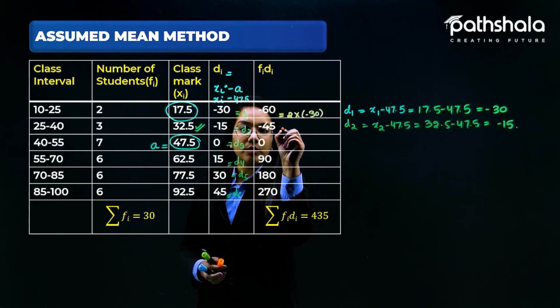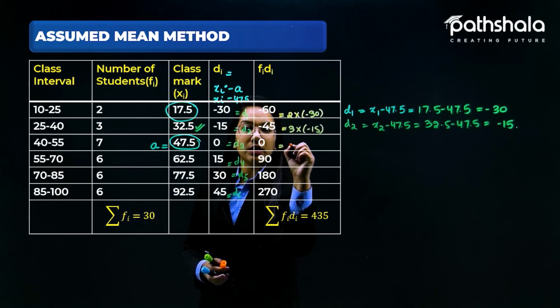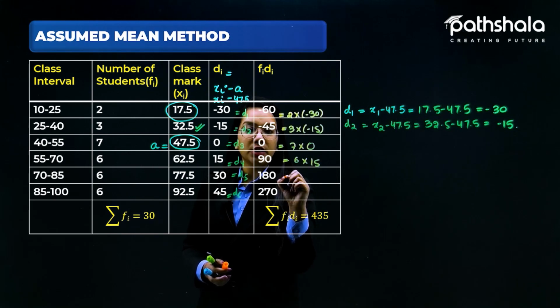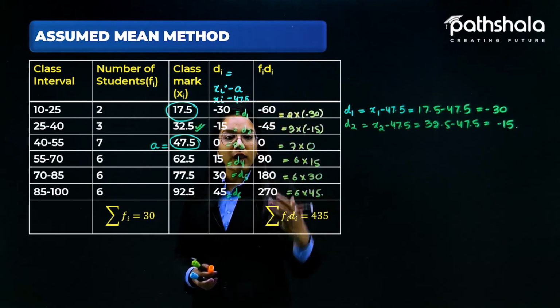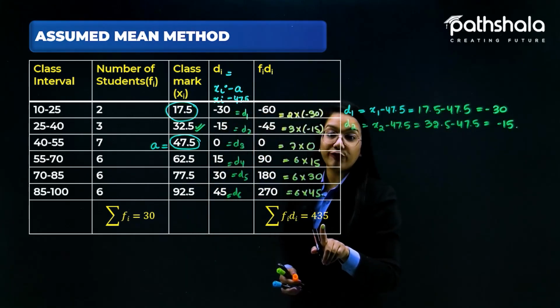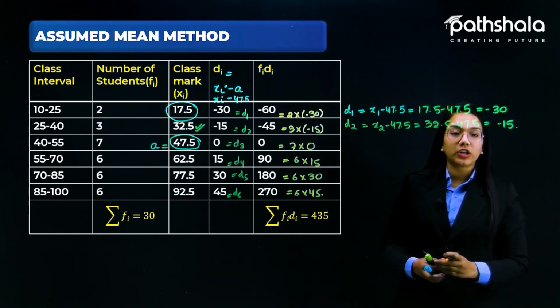This is actually representing 3 into minus 15. This is 7 into 0. This is 6 into 15. This is 6 into 30, and this is 6 into 45. If I take the sum of all these, that is sigma Fi Di, it comes out to be equal to 435. So sigma Fi Di is 435.